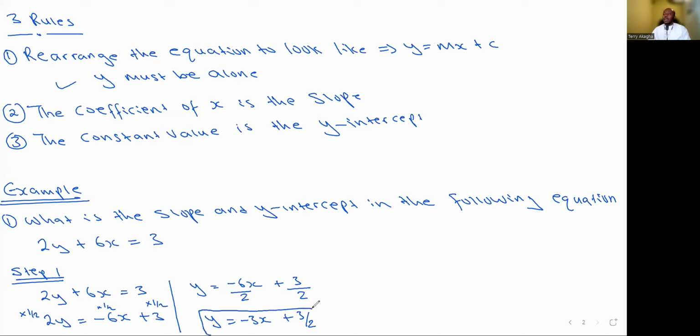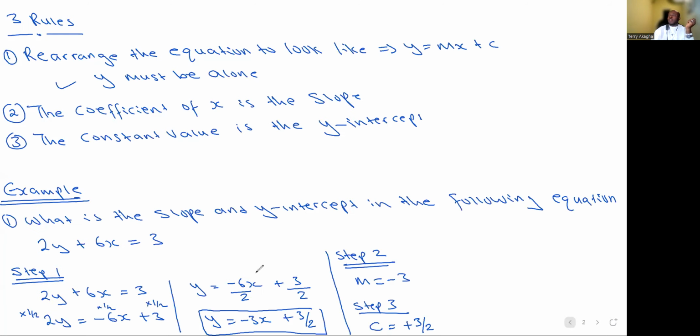Now, we've gotten the line equation. Can you see? It's now in the form of y is equal to mx plus c. Next, step 2, we're looking for the coefficient of x, which is the slope. So m is equal to minus 3. And step 3, we're looking for c. Then c is going to be equal to plus 3 over 2. And that'll be the answer for that. Okay? All right, so we're going to pick another example now to solve this question.